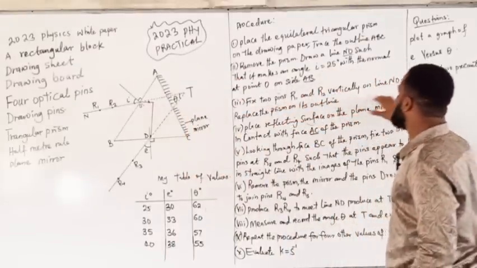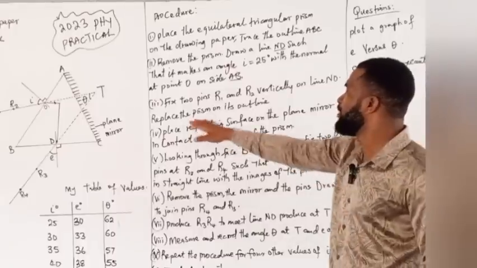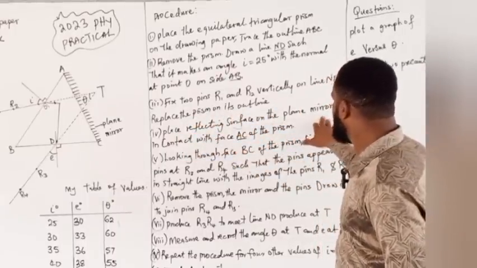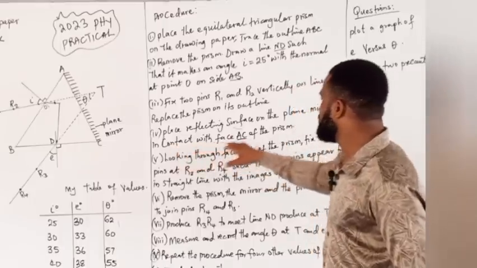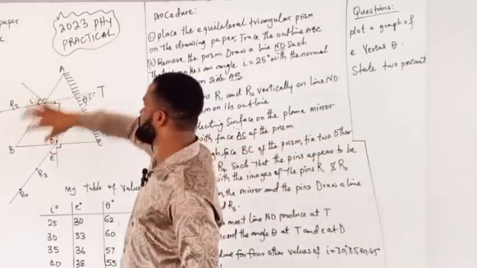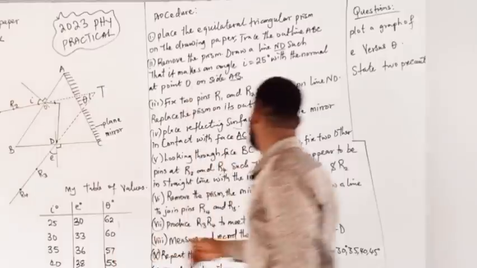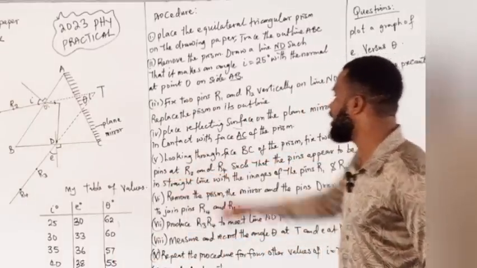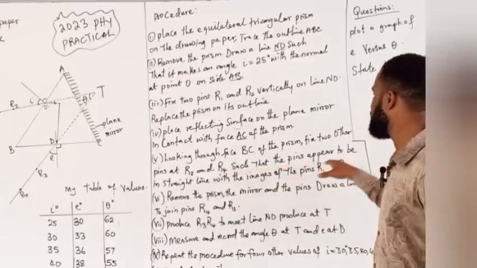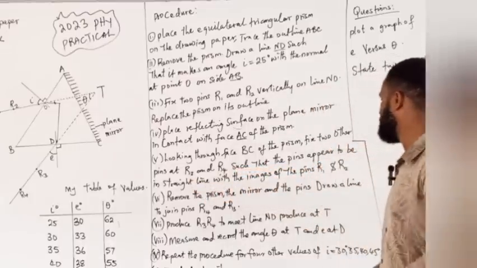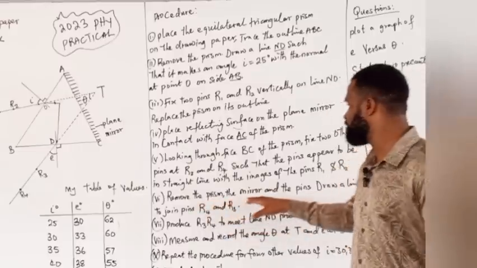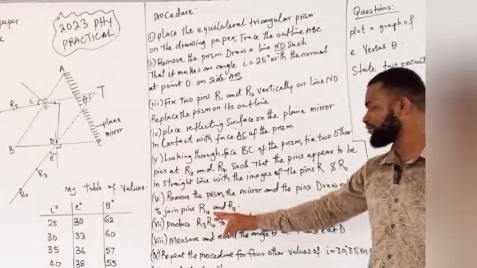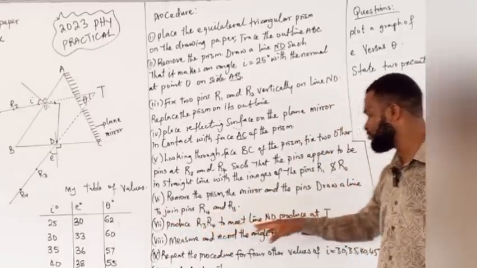It said fix 2 pins R1 and R2 vertically on the line NO. Replace the prism on its outline. Place a reflecting surface, the plane mirror, in contact with the face AC of the prism. So you replace this, put your mirror here, then looking through the face BC of the prism, fix 2 other pins R3, R4, such that the pins appear to be in a straight line with the images of the pins R1, R2. Remove the prism, the mirror and the pins. Draw a line to join pins R4 and R3. Produce R3, R4 to meet the line OP.